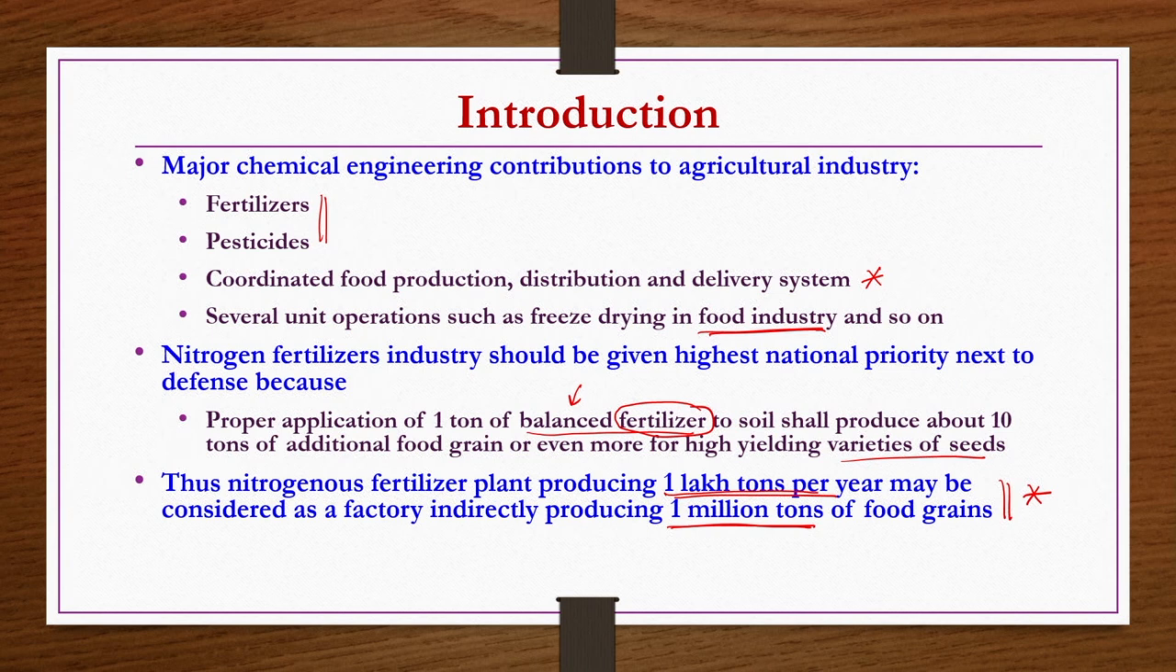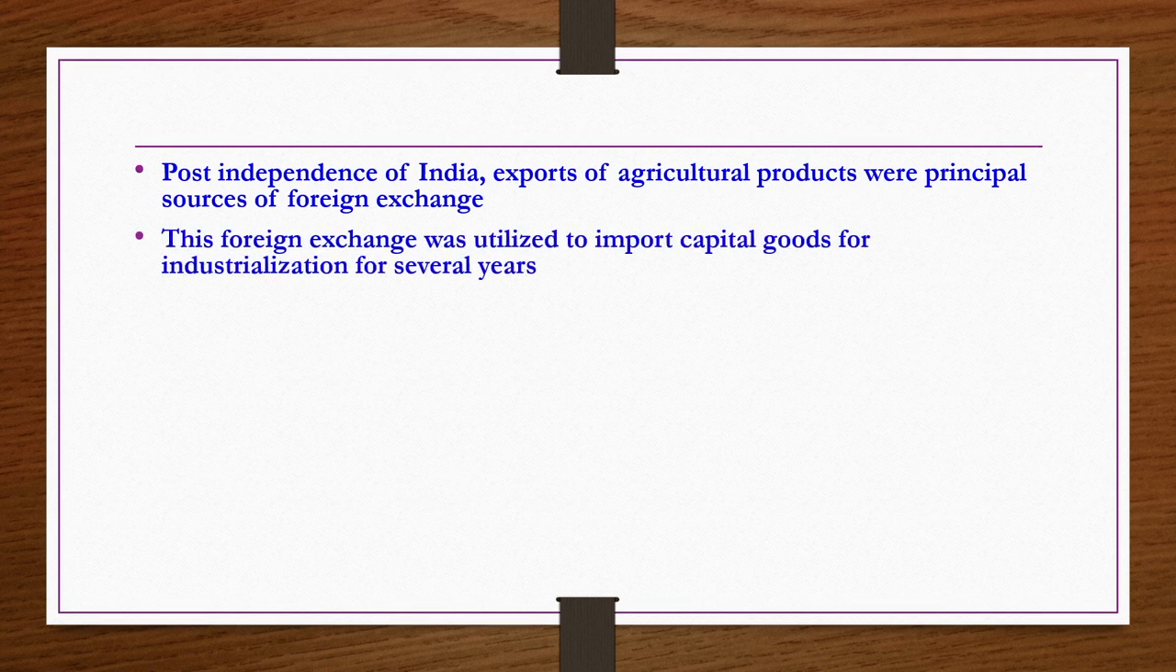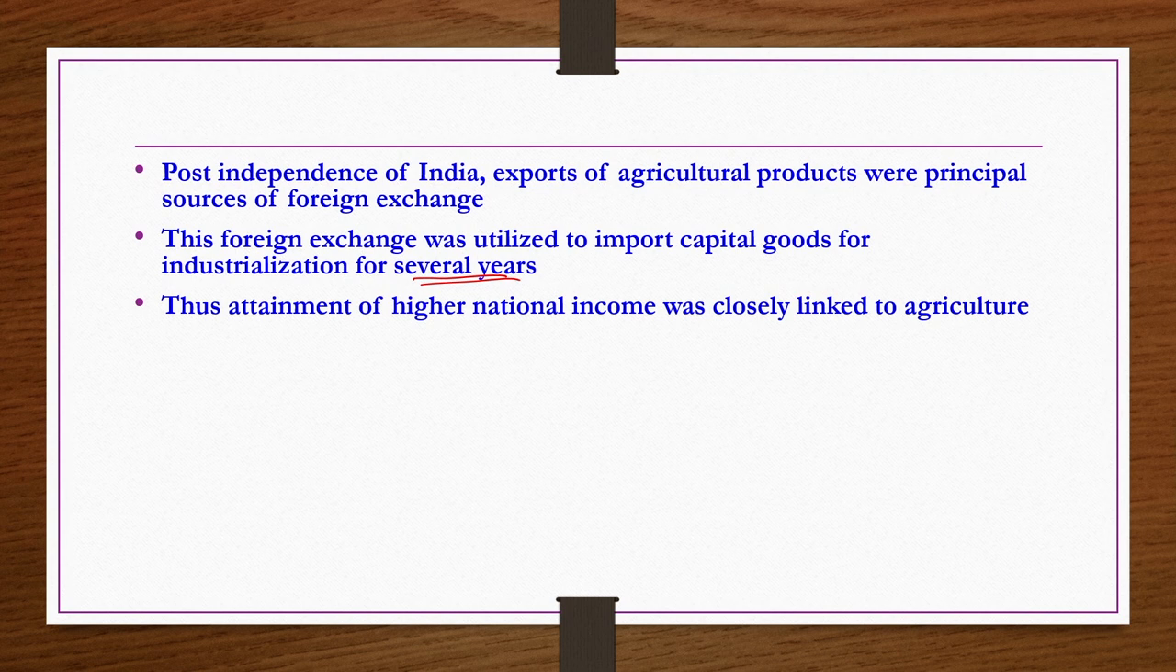For example, if you take India, post independence, exports of agricultural products were the principal source of foreign exchange, and this foreign exchange was utilized for the import of capital goods for industrialization. This continued for several years. So what does it mean? For attainment of higher national income, agricultural resources or the agricultural industry played a very important role. Attainment of higher national income was closely linked to agriculture for many years post independence of India.